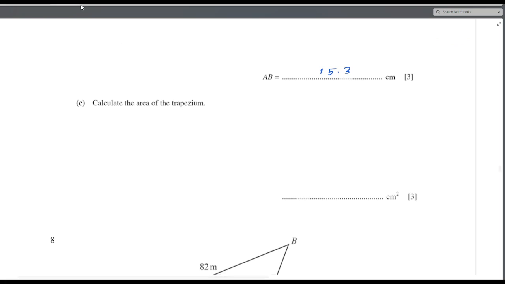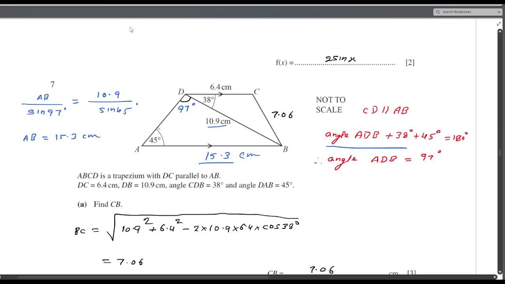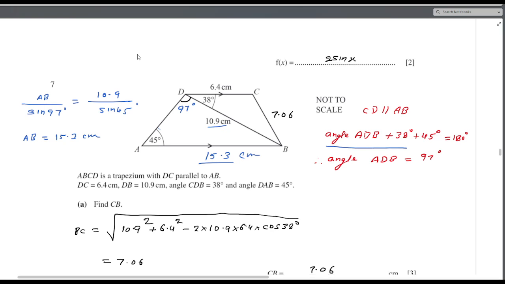The area of the trapezium is for 3 marks. What is the formula for the area of a trapezium? It is half into the sum of the parallel sides into the distance between the parallel sides. So I would have to find the distance between the two parallel sides. Or I can add the areas of two triangles. It is easy to calculate the area of the two triangles, so I will do that.